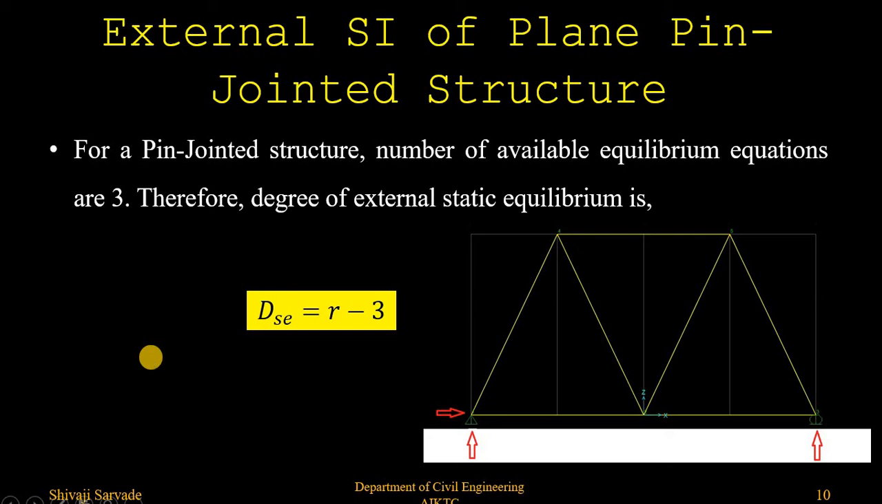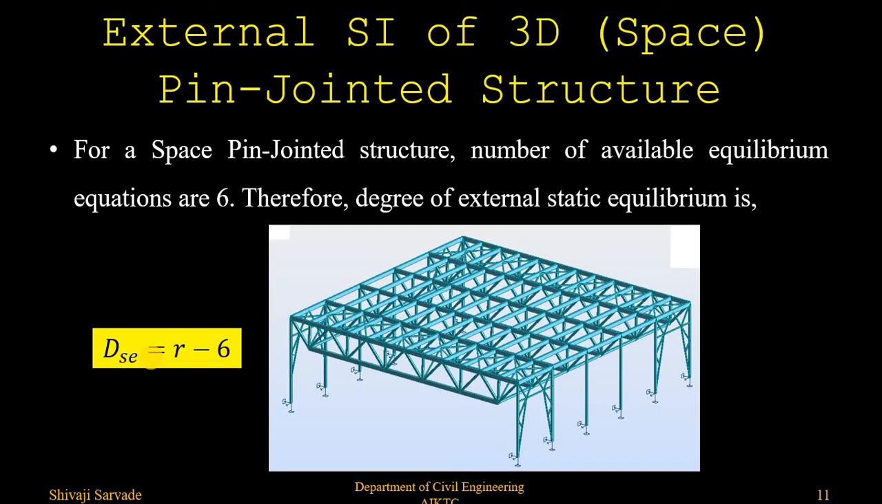If we add DSI plus DSE, that is nothing but the final degree of static indeterminacy for a pin jointed structure. Now the same, if I go for a 3D structure, then available equilibrium equations become 6 because you have x, y, z coordinates. So you will have 6 equations of equilibrium available. So DSE for a 3D structure becomes R minus 6. Now that is fairly straightforward.